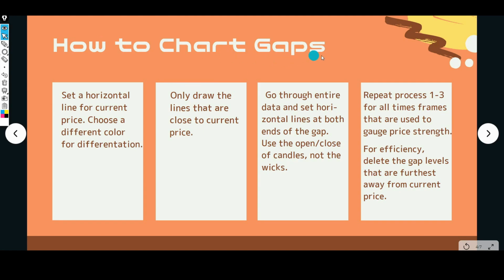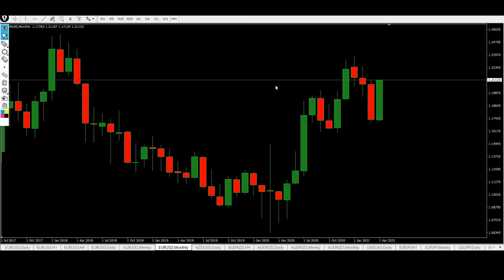Alright, how to chart gaps. Number 1, set a horizontal line for current price. Okay, let's go ahead and do that. So if your platform has the function of depicting current price with this white line, then you won't need to do this. But if your platform doesn't, then we want to set a horizontal line to always know where current price is. Okay, so let's do that.